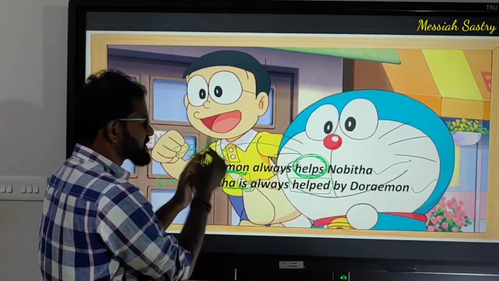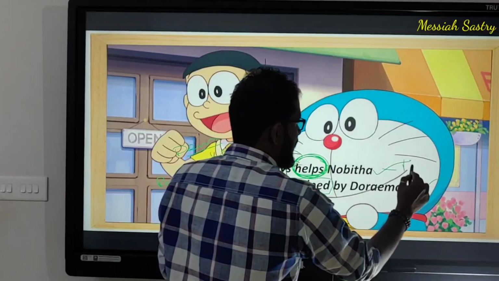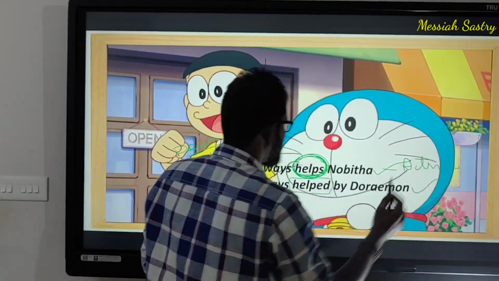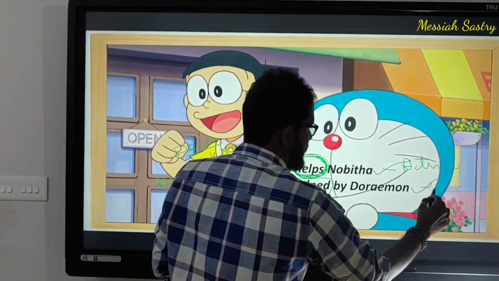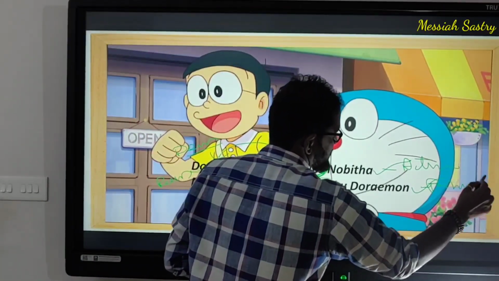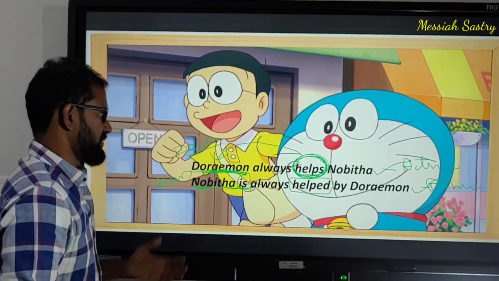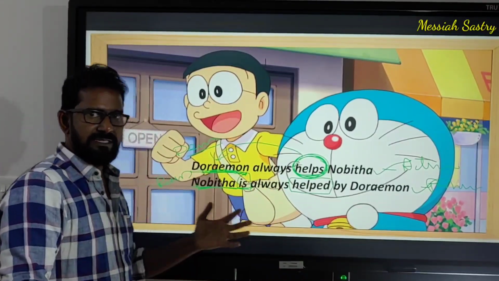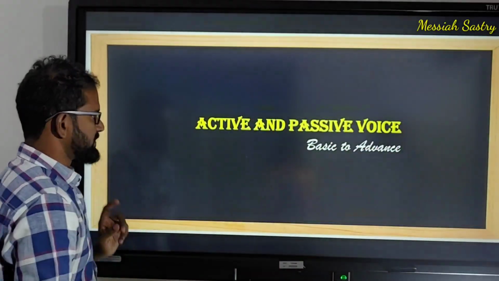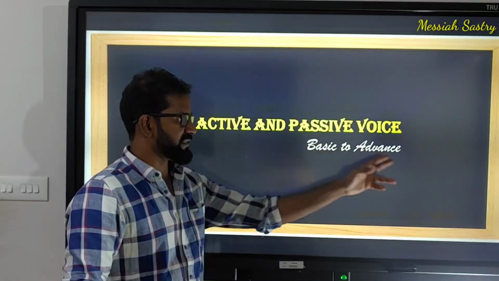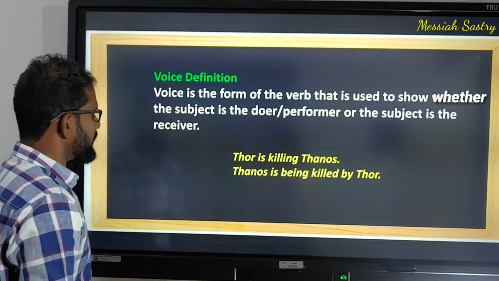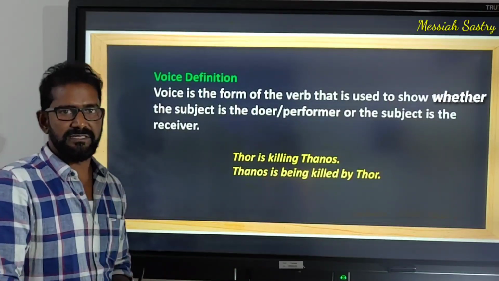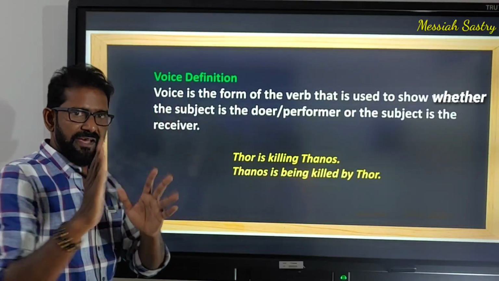So when the subject is a doer, we call it active voice. When the receiver is the subject, we call it passive voice. So today's topic is active and passive voice from basic to advanced. Before knowing what active and passive voice are, let us see what voice is.